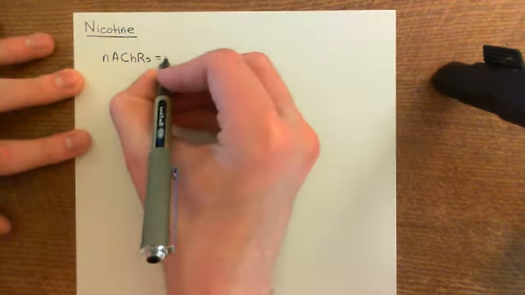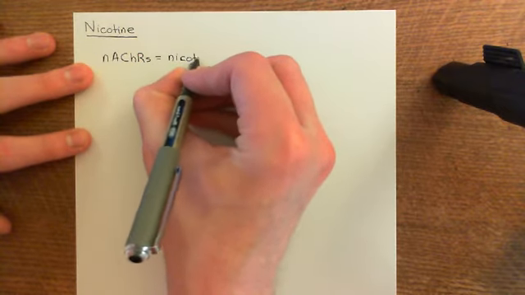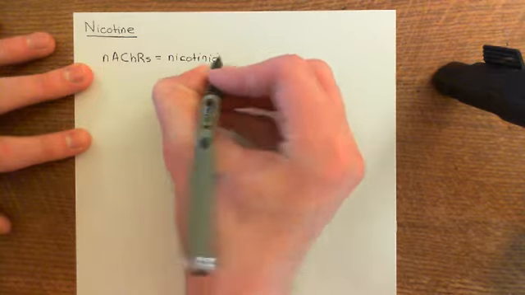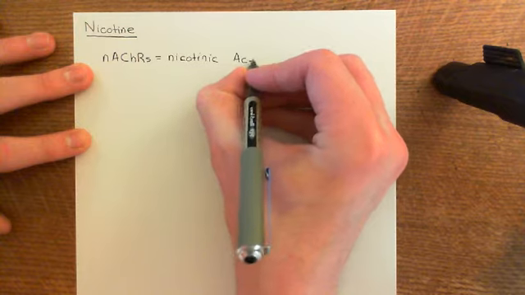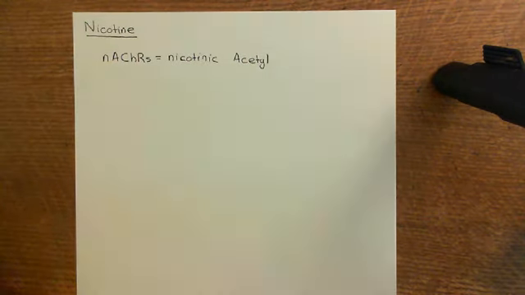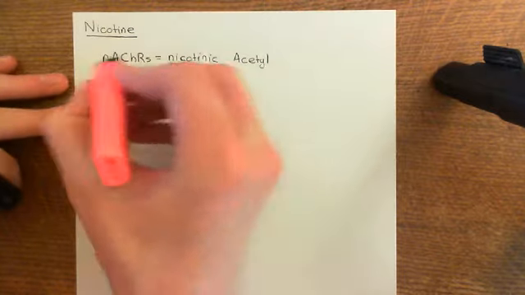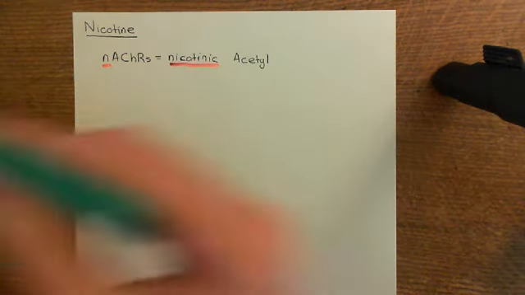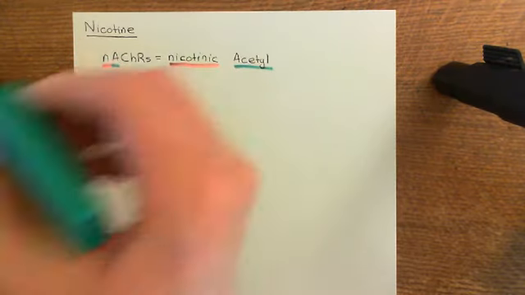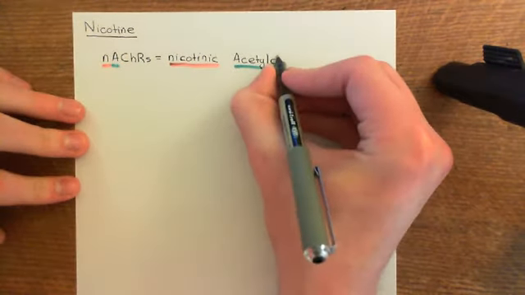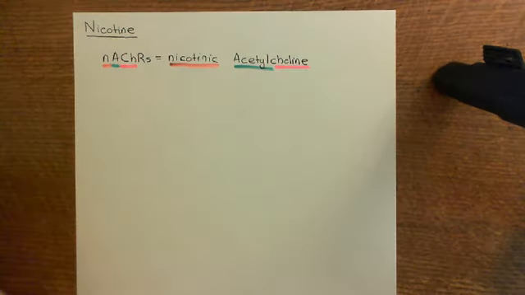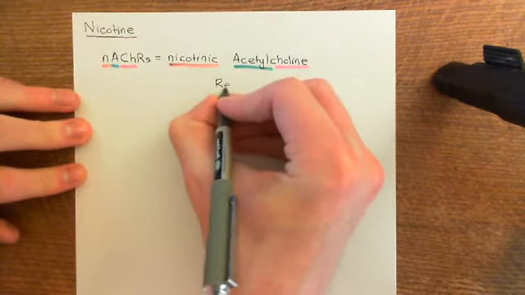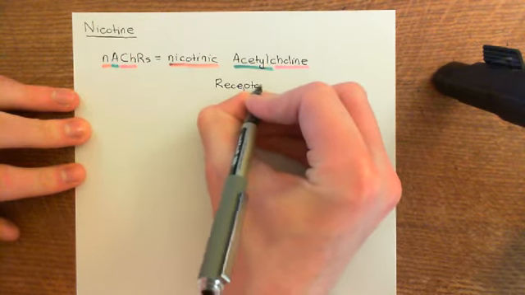For short, the nicotinic acetylcholine receptors are often written as the nAChRs, like so. The little n stands for nicotinic, the ACh stands for acetyl. Let me just colour code it. The little n here is for nicotinic, the A is for acetyl, then the CH is for choline. So that's nicotinic acetylcholine, and then the R is for receptors.